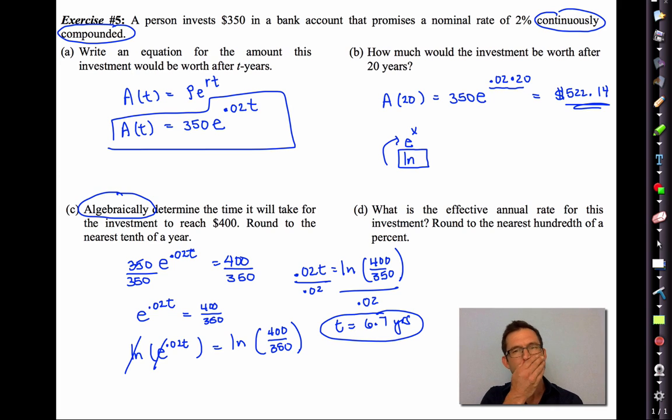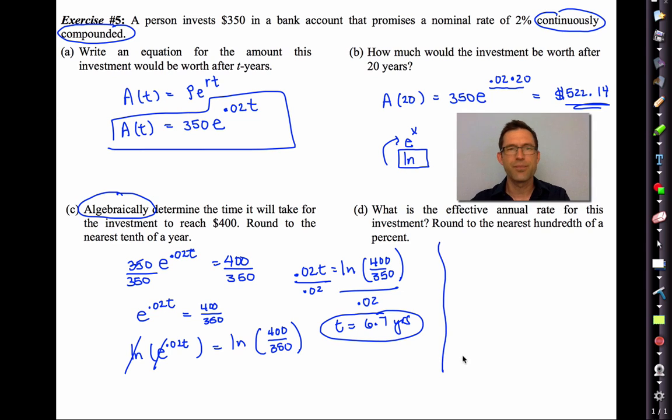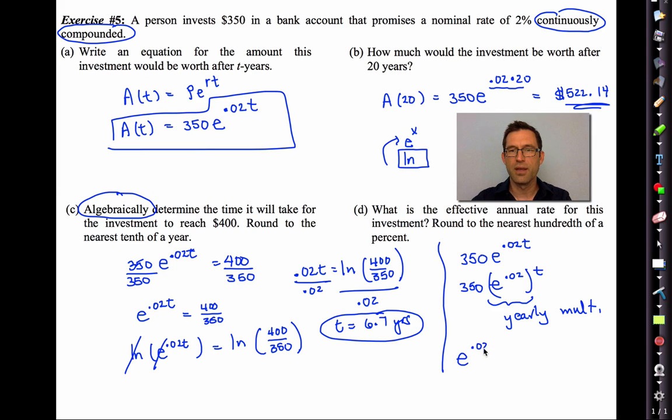All right, letter D, what is the effective annual rate for this investment? So the nominal rate is 2%, but what's the effective rate, right? Before we would say, well, this is what I multiply by. This is kind of tricky. What do we multiply by after a year? Well, think about it for a second. We have this 350 e to the 0.02t. We can use properties of exponents to rewrite this as e to the 0.02 all raised to the t. You see, this is what we're multiplying by every year. This is my yearly multiplier. So if I just simply take my calculator and evaluate e to the 0.02, I'll get 1.0202, etc. And that means I can kind of look at this and go, oh, my effective interest is 2.02%.